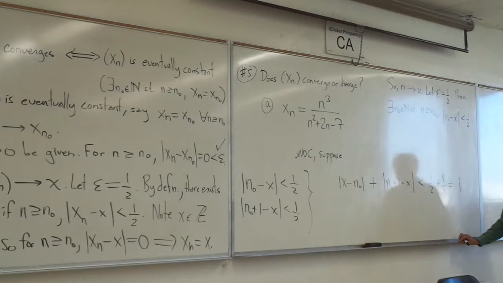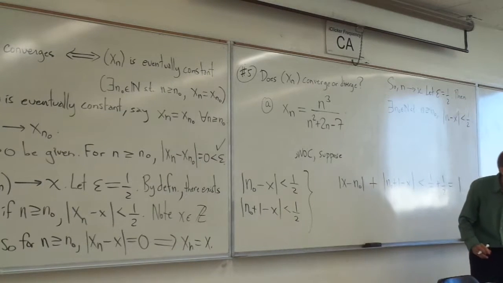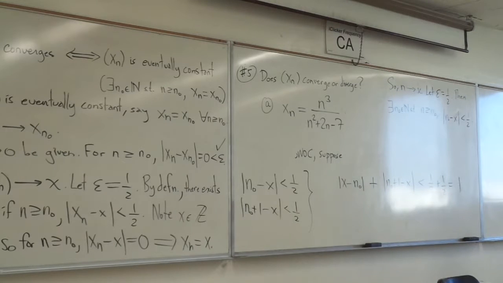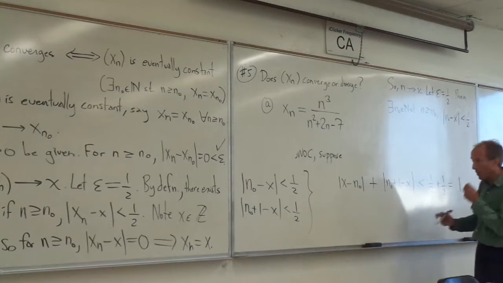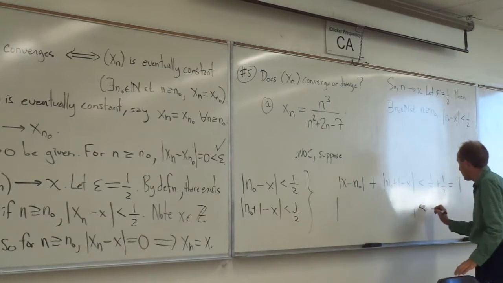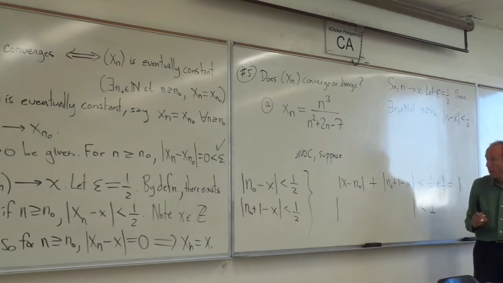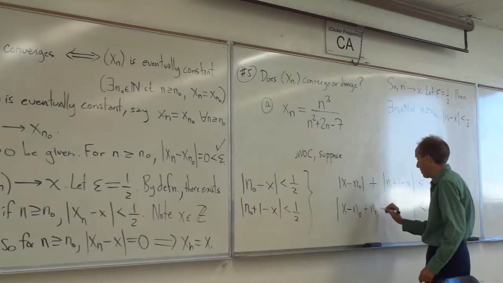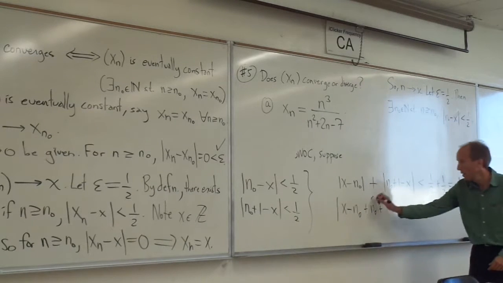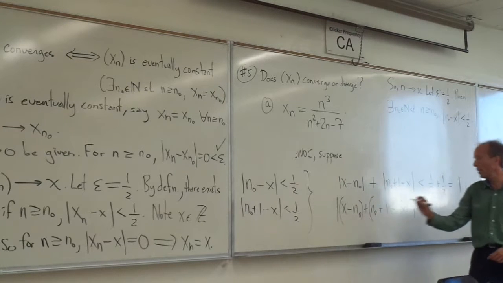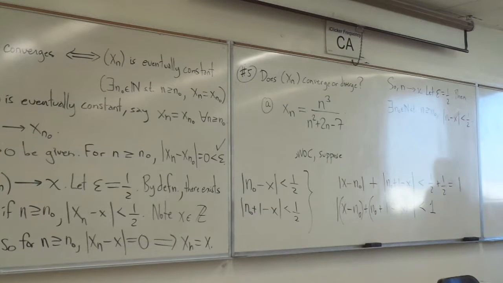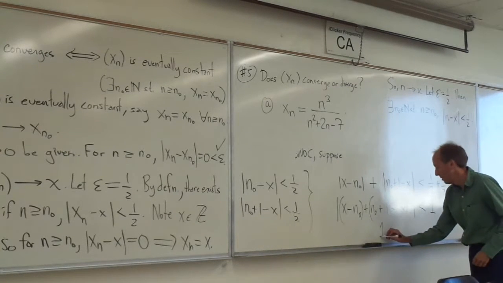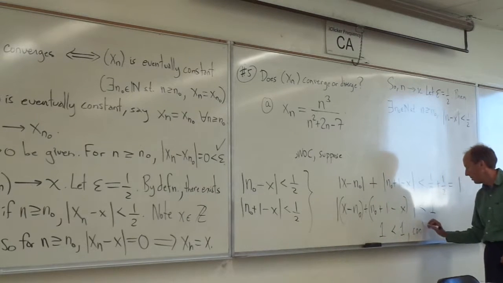And now I'm going to make the left-hand side smaller by using the triangle inequality in reverse, right? So I'm going to make a single absolute value here that's going to be less than 1. So what is that going to look like? Well, it's going to be X minus N naught plus N naught plus 1 minus X, right? So I'm putting these together and these together like that. And look what you proved. 1 is less than 1. Contradiction.